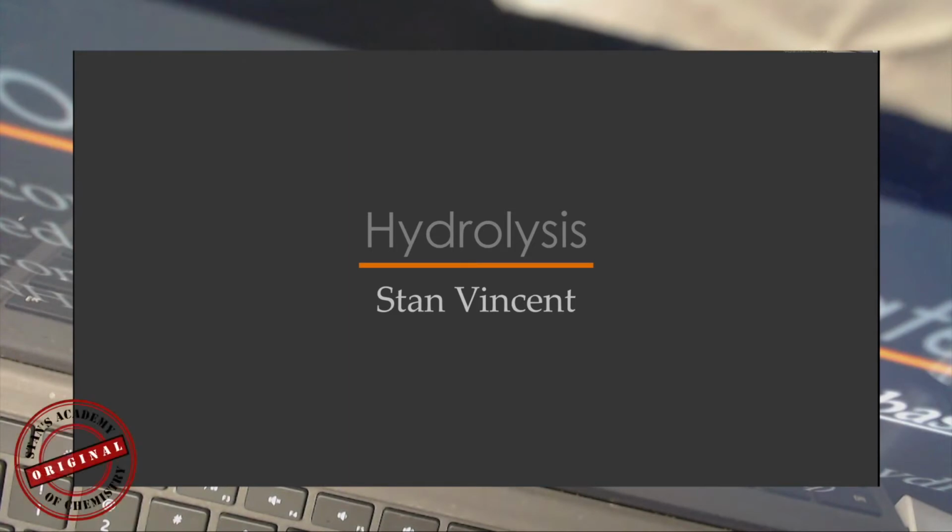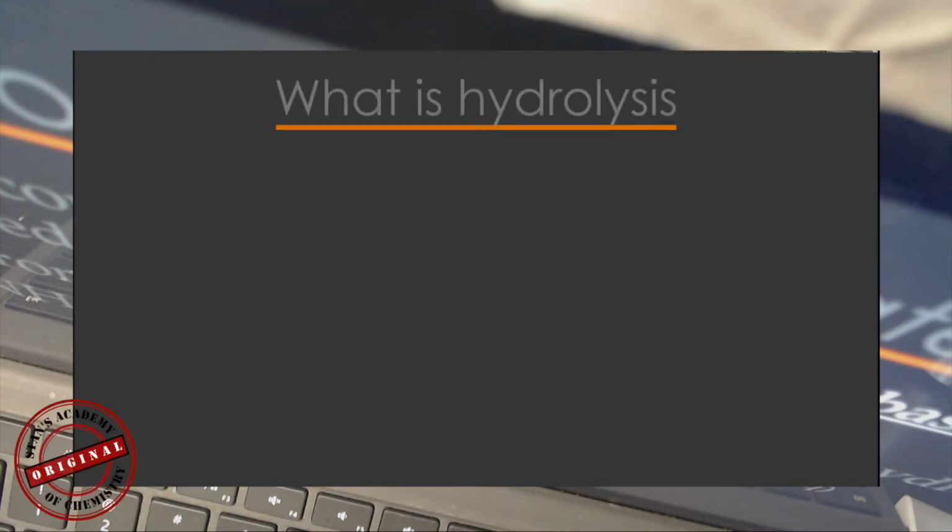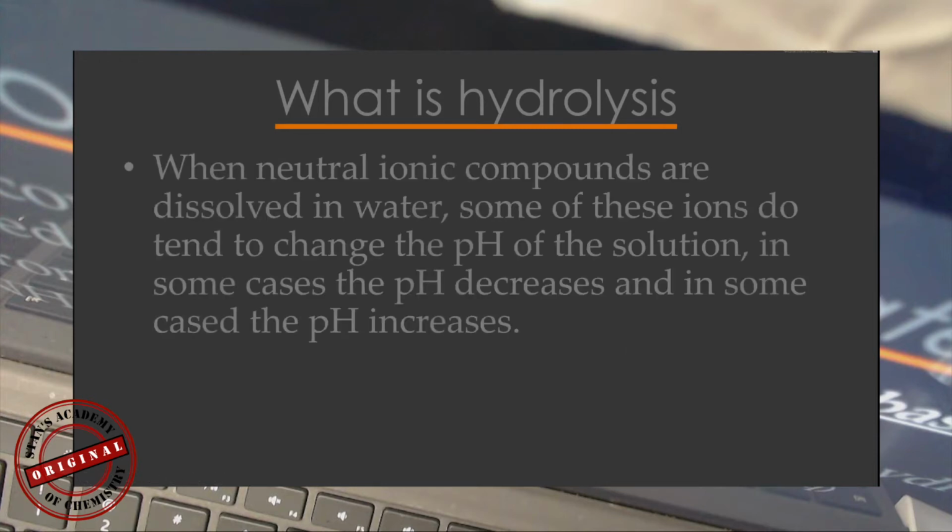So to get started, let's see what hydrolysis is all about. First of all, we have to define what hydrolysis is. When neutral ionic compounds are dissolved in water, some of these ions do tend to change the pH of the solution. In some cases, the pH decreases, and in some cases, the pH increases. This is what normally happens. Now, this is caused due to hydrolysis.